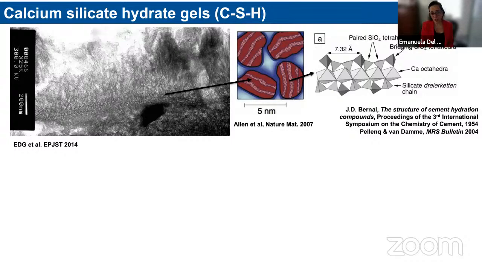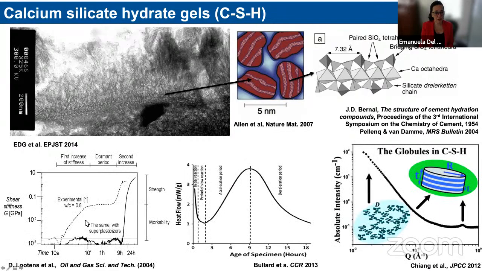As the gel forms, the strength of the material evolves. These are ultrasound measurements of the modulus in the paste, the shear stiffness of the material, which increases in a very non-monotonic way over time. There is a first rapid increase, then typically what is called a dormant period, and then the final very strong increase of the material properties, where the strength reaches values of gigapascals, and that's where you can walk on it and start the construction.